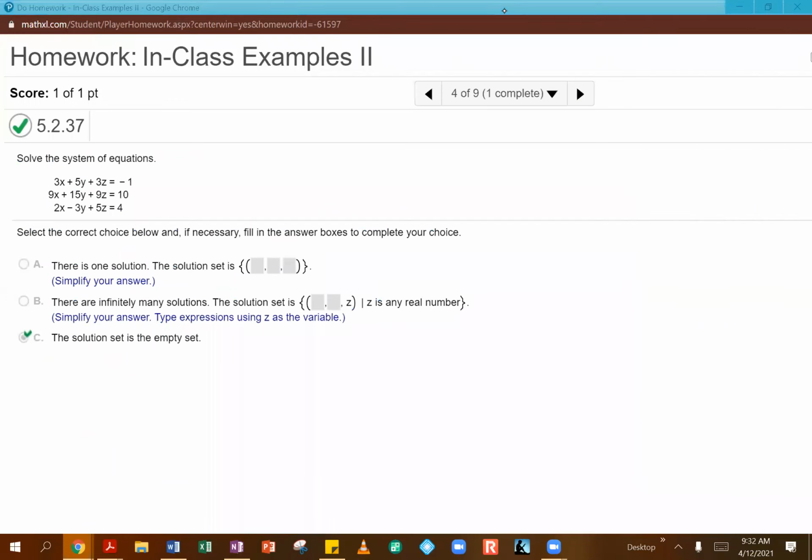So questions about this one, guys? All righty.